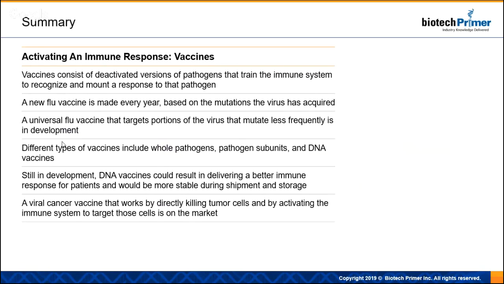And again, the DNA vaccines are still in development, but could result in a better immune response and be more stable during shipment and storage. And finally, a very novel type of cancer therapy is the oncolytic or viral cancer vaccine that directly kills tumor cells and also activates a white blood cell response against those same tumor cells.